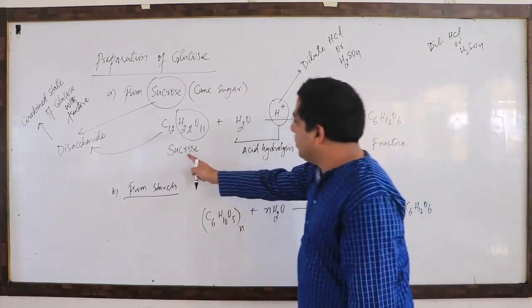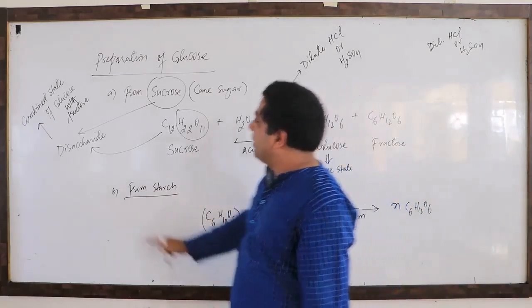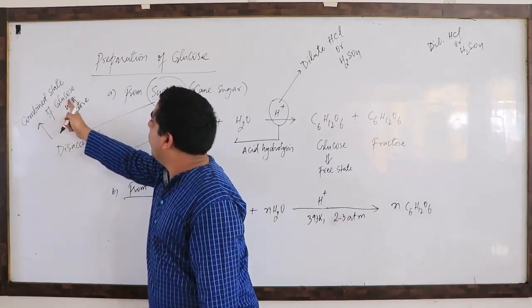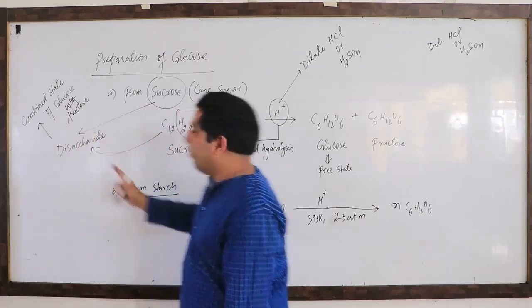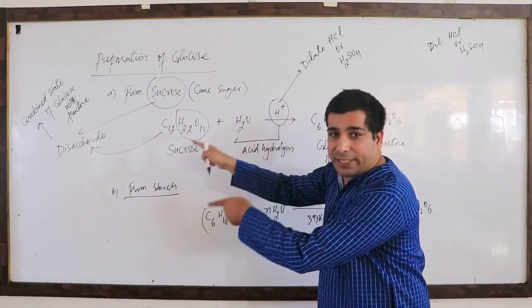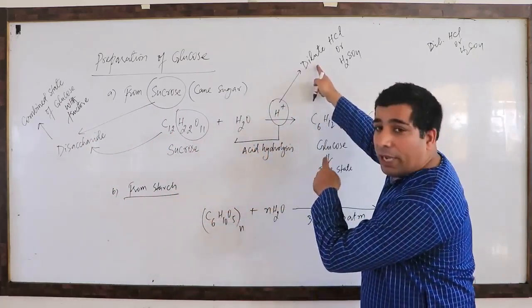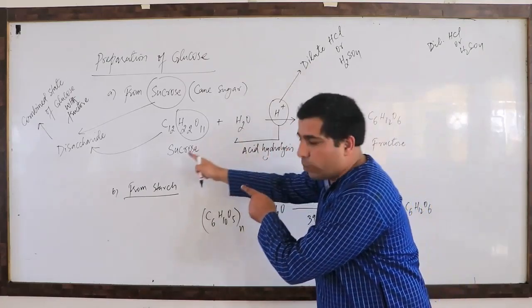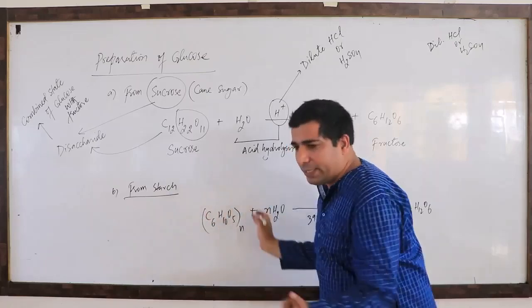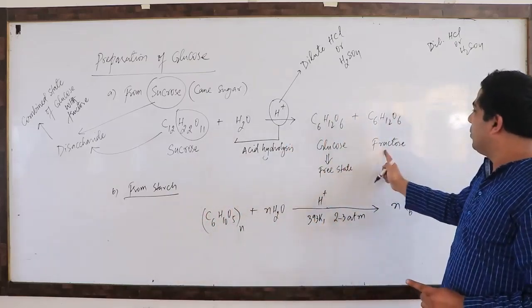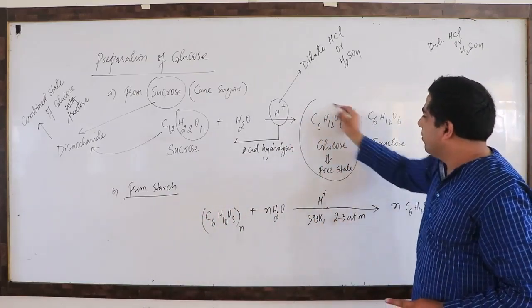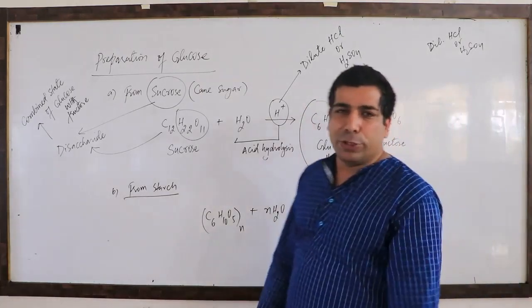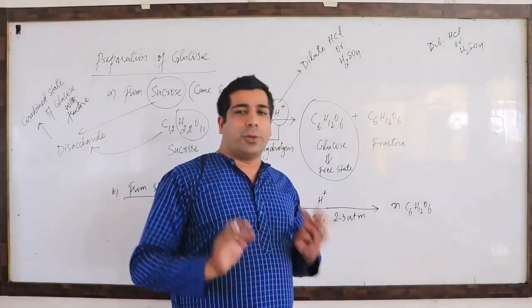But in sucrose, in which state is it present? Combined state. With whom? Glucose is in combination with fructose. But when I am doing acid hydrolysis, I am using dilute acid. I told you why. When I am doing acid hydrolysis of sucrose, it breaks into glucose and fructose, so I am getting the free state of glucose here. Okay, so this is one method of preparation of glucose from the sucrose molecule.